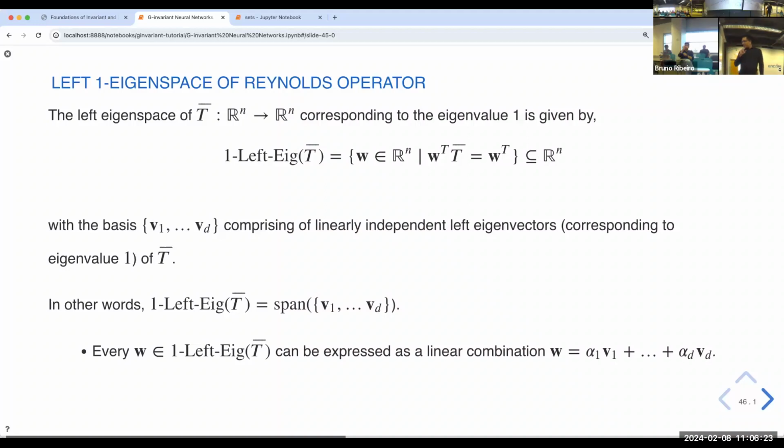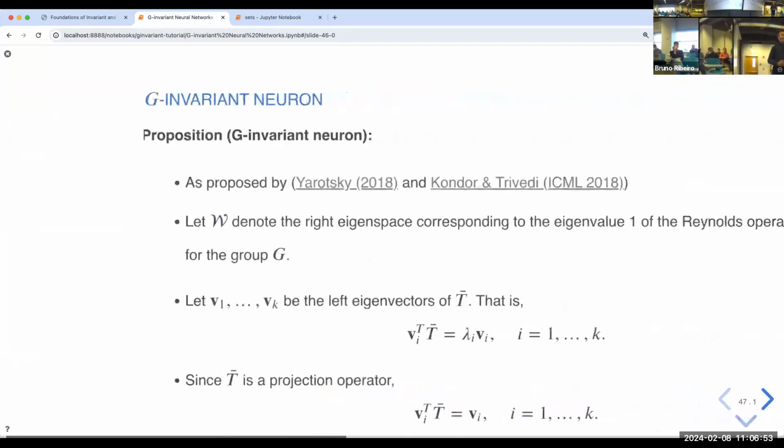Interestingly, now, since T bar may not be full rank, do you have more parameters in the G-invariant neural network, or possibly fewer? Fewer, because if you had an n-dimensional input, you would have n parameters plus the bias. But now you have the number of parameters equal to the number of eigenvectors of T bar, which can be less than n. So this neural network actually has fewer parameters.